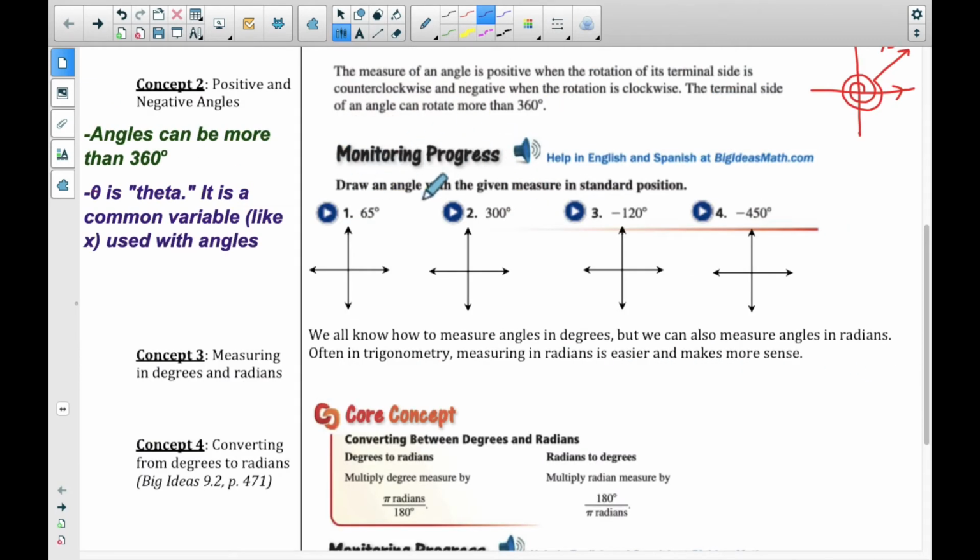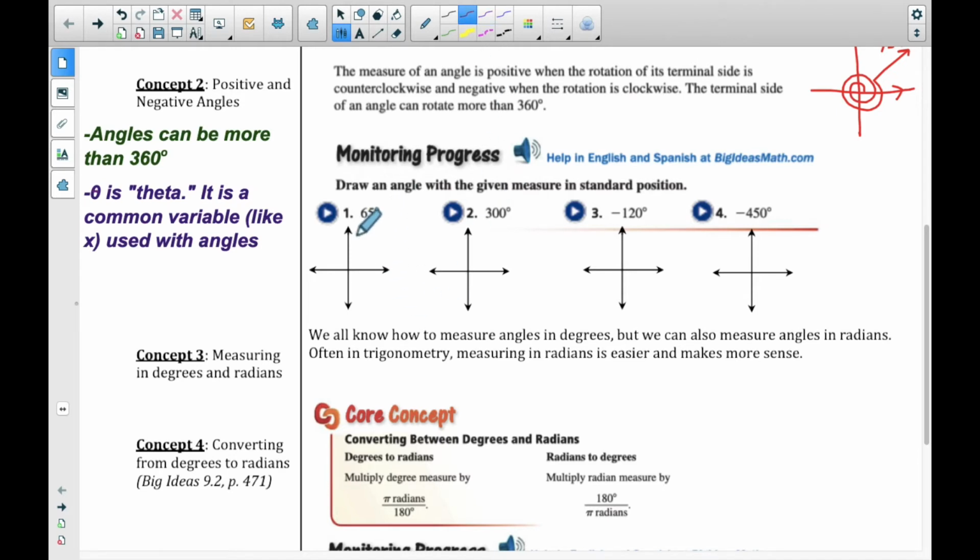Okay, let's practice a little bit with standard position. Another thing to mention, these monitoring progress problems are in your textbook, and I believe they are ones that you can try on your own with your textbook. I haven't actually done that before, so I'm not 100% on that, but let's just talk about drawing angles.